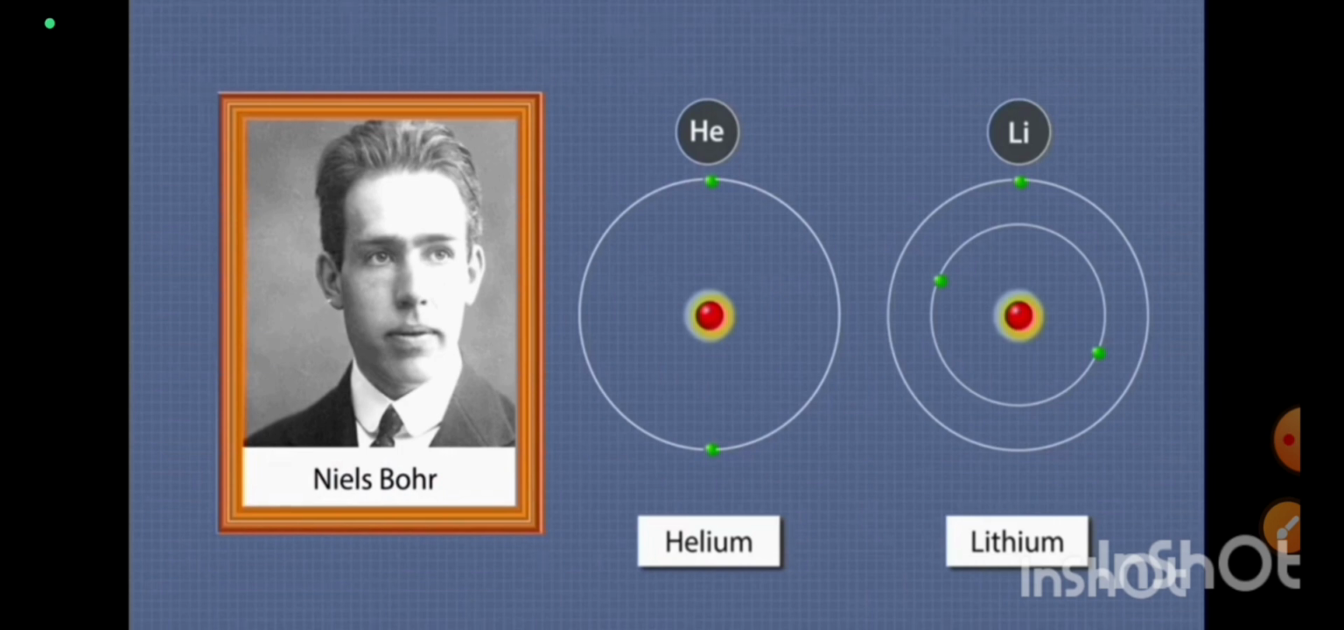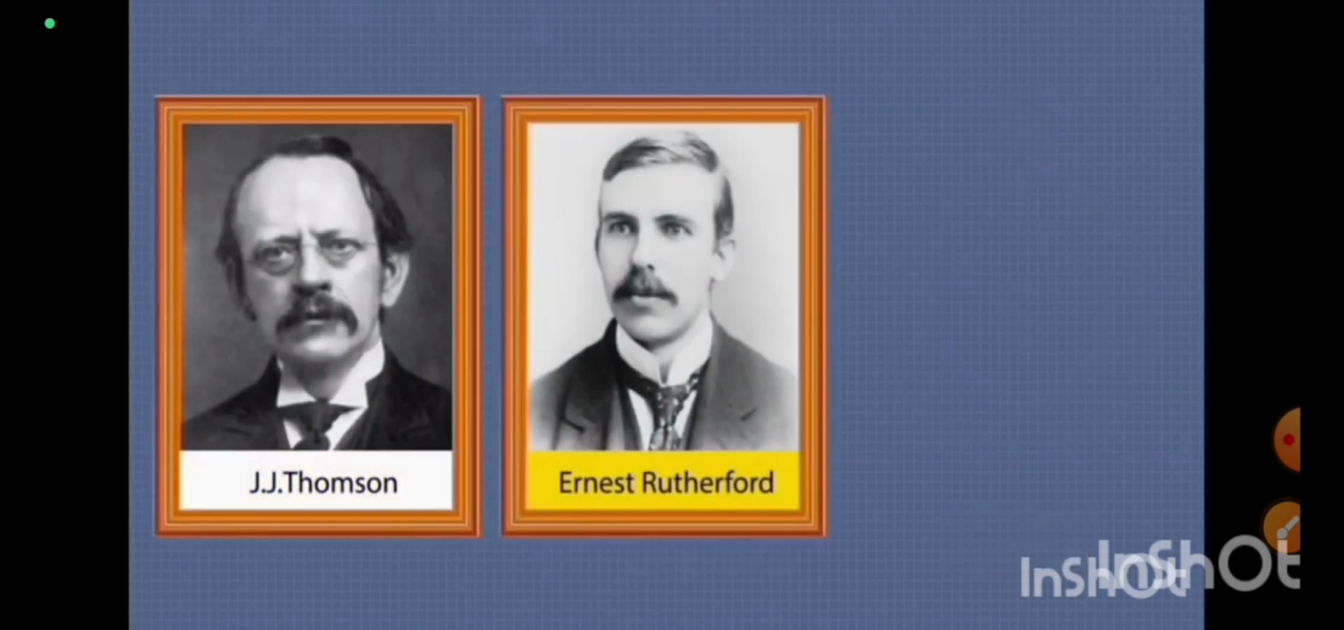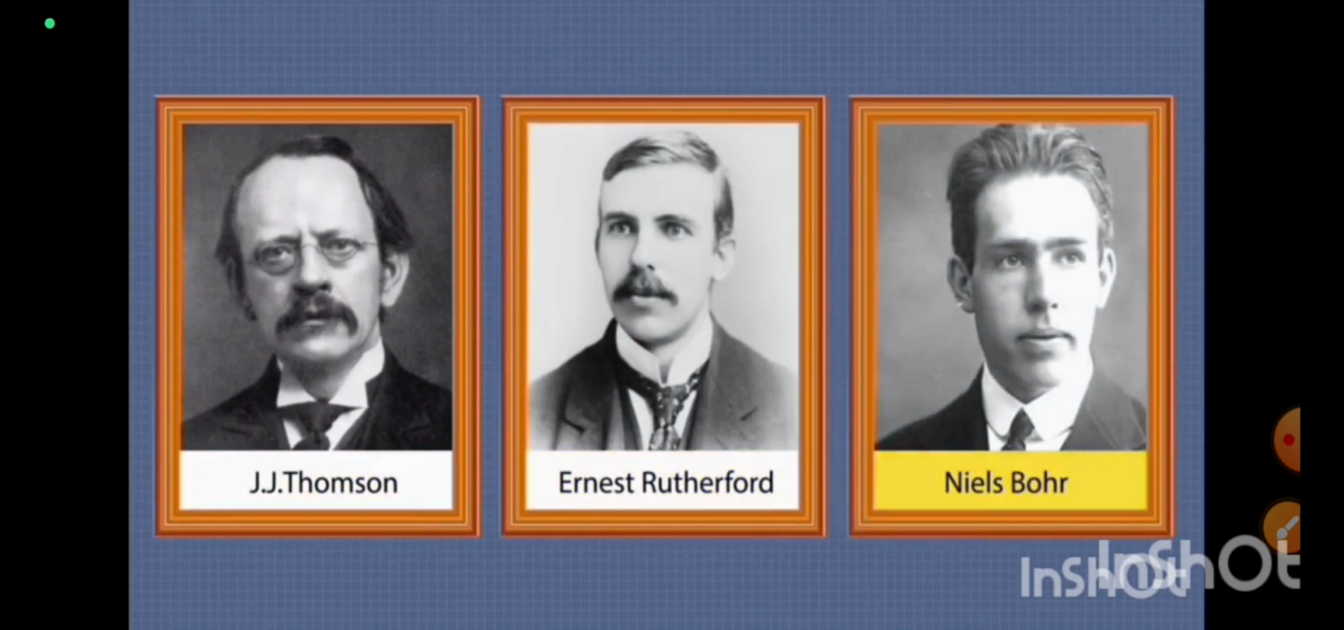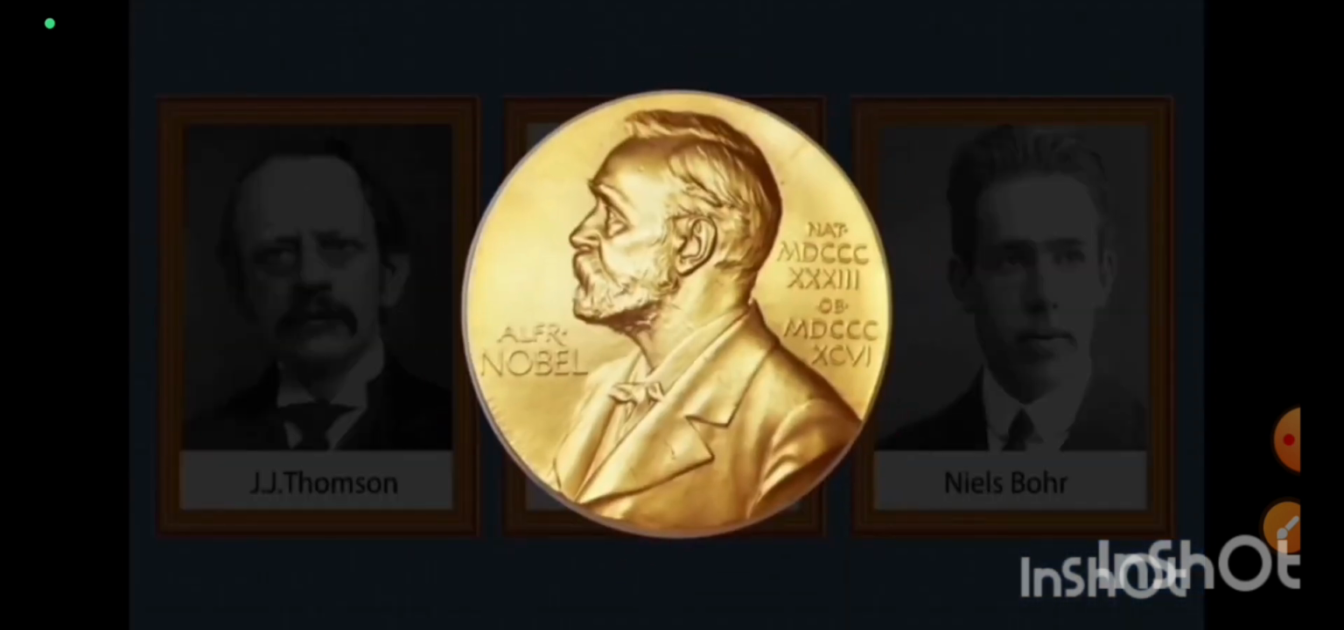All these three chemists, J.J. Thomson, Ernest Rutherford and Niels Bohr, had a great contribution in the field of chemistry. Despite having limitations, they have the blessings of the Nobel Prize in the field of chemistry.